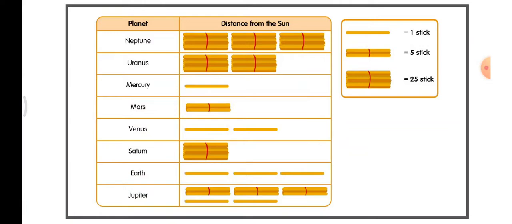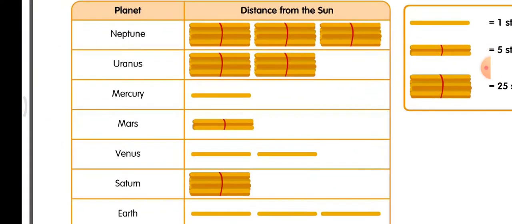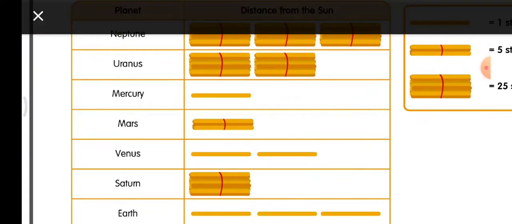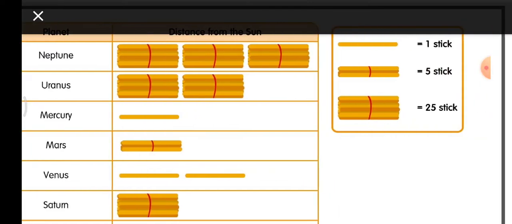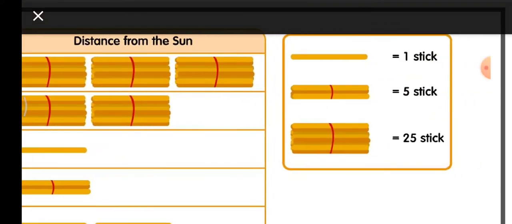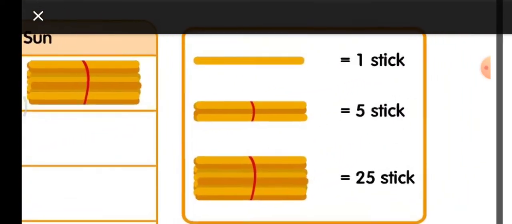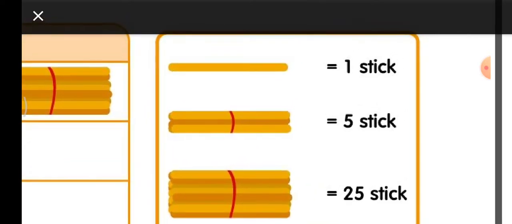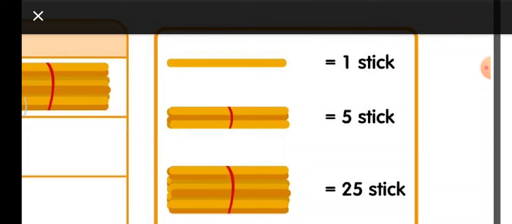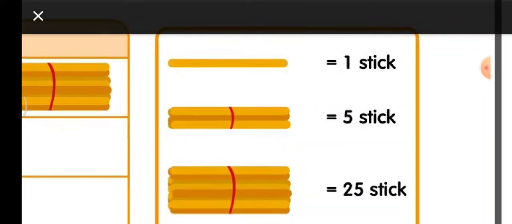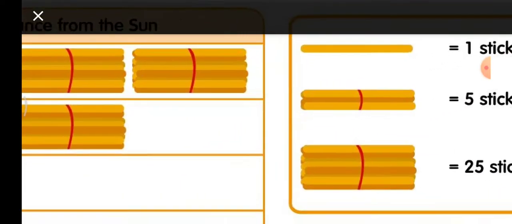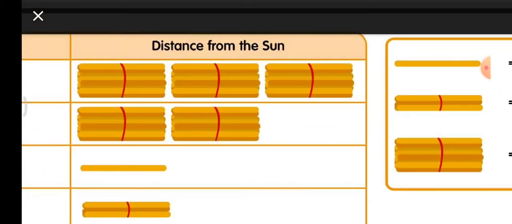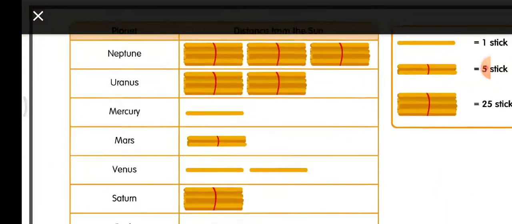On your left you can see in this first column the names of all the planets are given. Then if you look at this box on the right side, they have given you the distance between the planet and the sun. So 1 stick, 5 sticks and 25 sticks. Now let us observe in the table what is the distance of each planet from the sun.